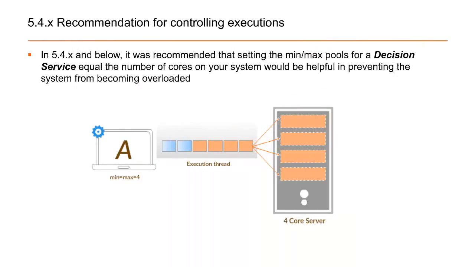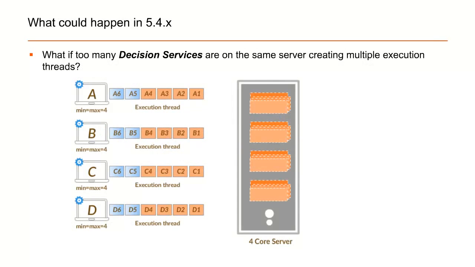We begin with a review of 5.4, where the recommendation was to set the min-max pools for a decision service equal to the number of cores on your system. This worked well with a single decision service deployed on that server. Problems could occur when multiple decision services were located on a single server.